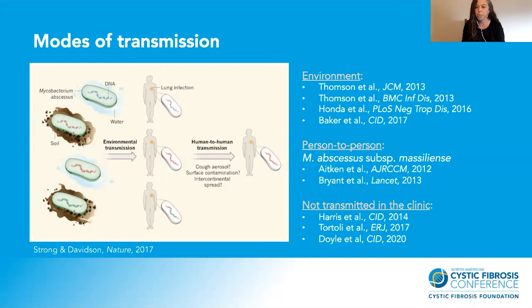And there have also been examples of outbreaks in hospitals associated with Mycobacterium abscessus from the water systems. So we know that it can be acquired from the environment. However, in 2012, this was the first report of any person-to-person transmission of NTM, in this case, M. abscessus subspecies massiliense, at a CF center in Seattle, Washington, in which five patients were infected with the genetically same strain.